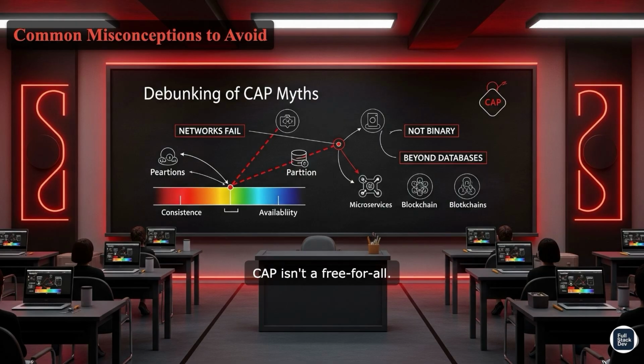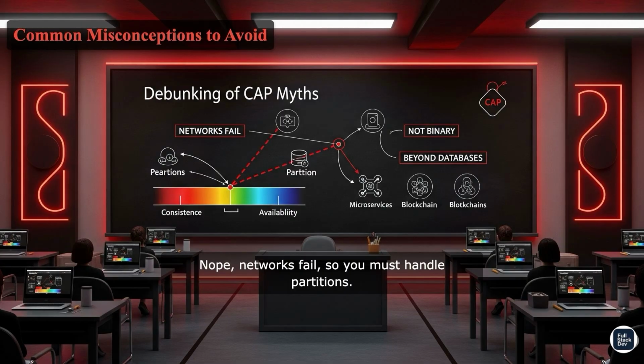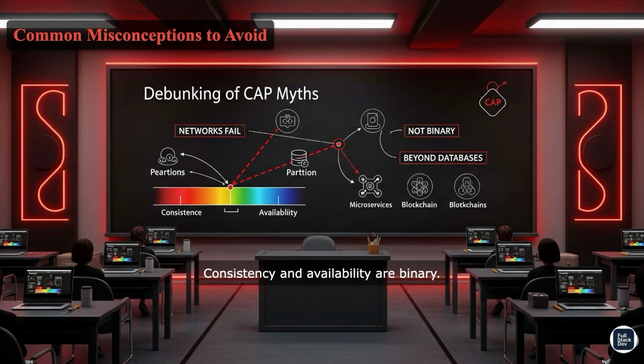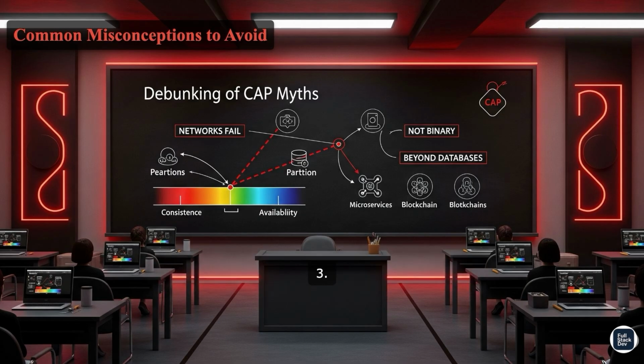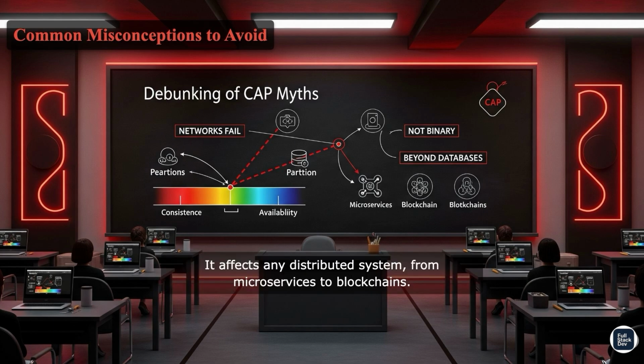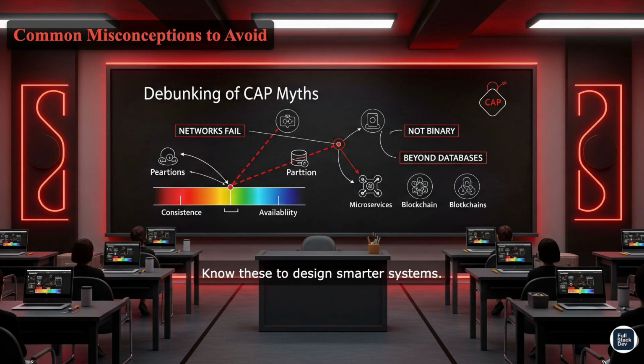CAP isn't a free-for-all. Misconception 1. You can ignore partition tolerance. Nope, networks fail, so you must handle partitions. 2. Consistency and availability are binary. In reality, systems like Spanner use tricks like Paxos to get close to both. 3. CAP applies only to databases. Wrong. It affects any distributed system, from microservices to blockchains. Know these to design smarter systems.